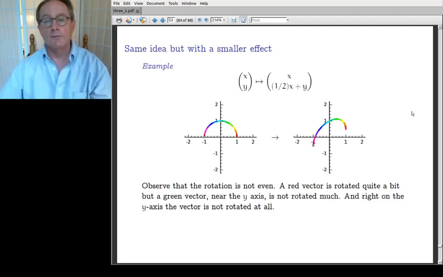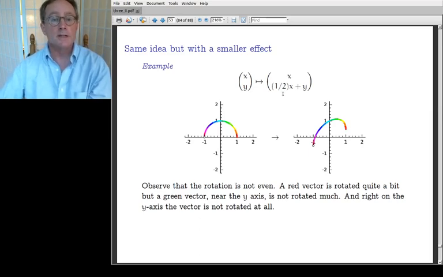So I went from 2x to 1/2 x, just playing with the numbers because that's how you make things concrete. With 1/2 x, instead of being 2x, you see sort of a quarter of the effect. Again, points that have an x value are affected.